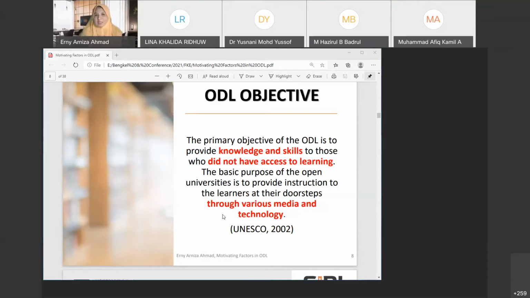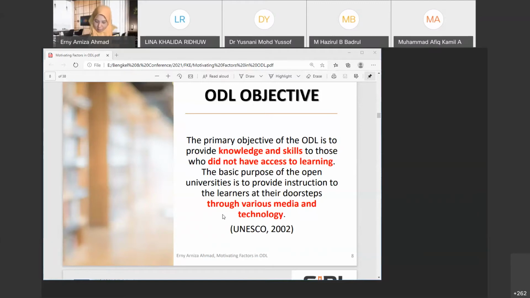That one is stated by UNESCO in 2002. Dan kita memang guna pakai berdasarkan kepada definition oleh UNESCO ini. That is the objective of ODL. So sebenarnya when we talk about this ODL objective, ada benda yang Madam Erny nak highlight.